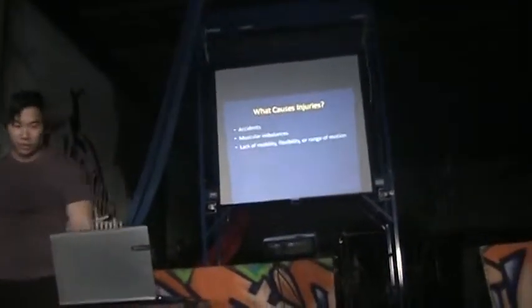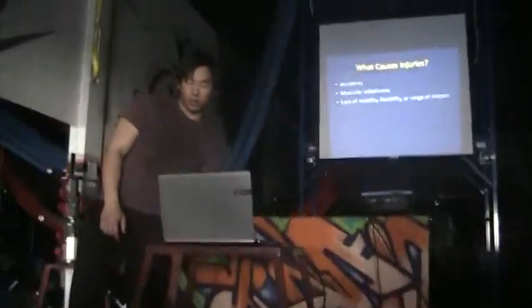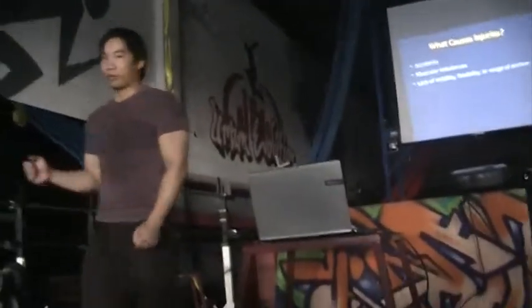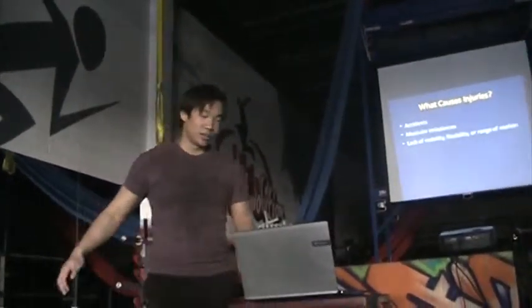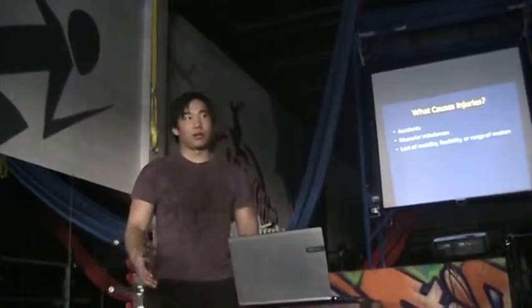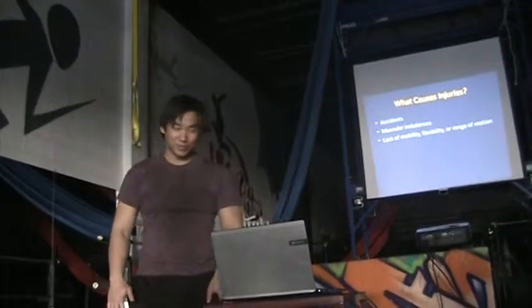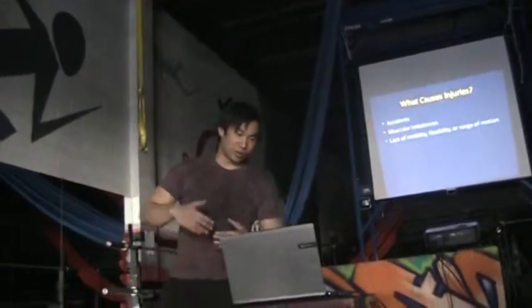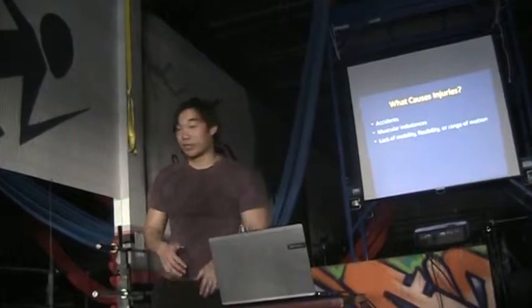Lack of mobility, flexibility, or range of motion. These three things are all different, by the way, I think. Maybe range of motion and mobility are the same. But flexibility is your muscles' physical ability to stretch. Your mobility has to do with your appendage's ability to move around its joint space. And the range of motion is, I guess, the space in which you are either mobile or flexible. But yeah, they are different things.